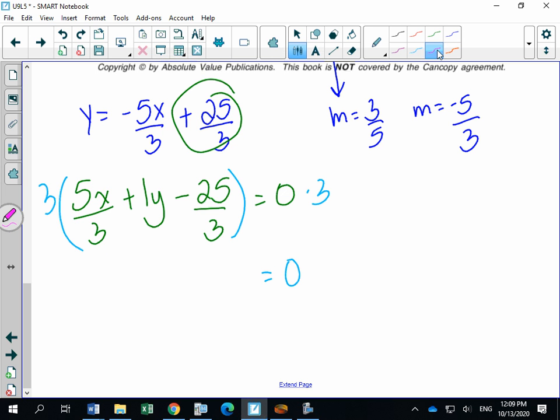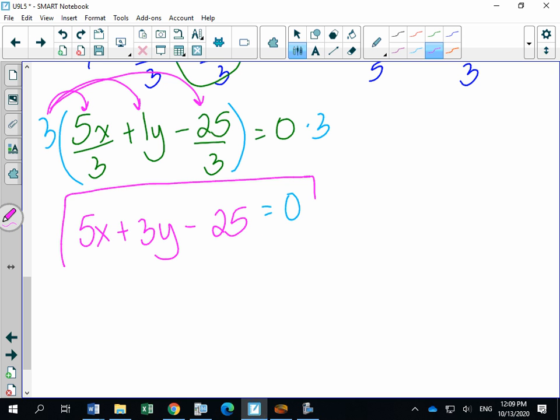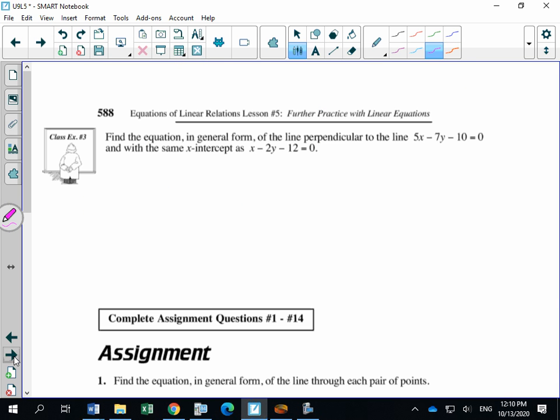And what I would get from here, 5 times 5/3, if you were to do that, you would get 5 as an answer. You'd get 15 over 3, which would be 5x, plus 3y minus 25. So again, if you typed in your calculator 3 times negative 25 over 3, that answer would spit out, and that's our final answer. Okay, so very similar to a test question you guys did on Friday in relations to that. Okay, let's look at the last one, which is this class example here.